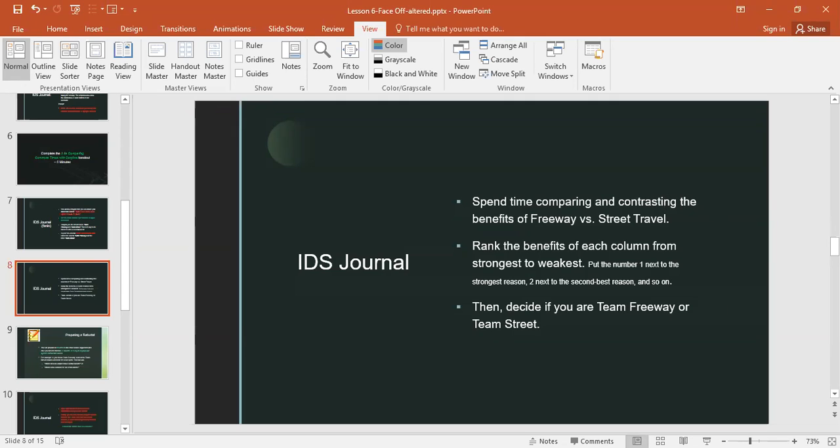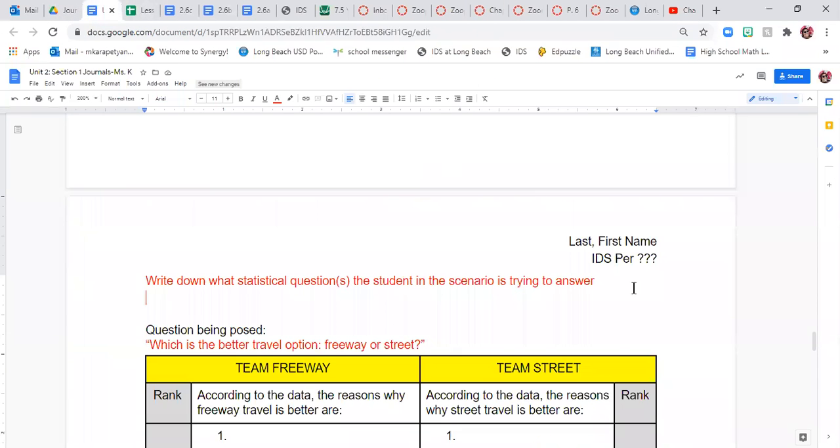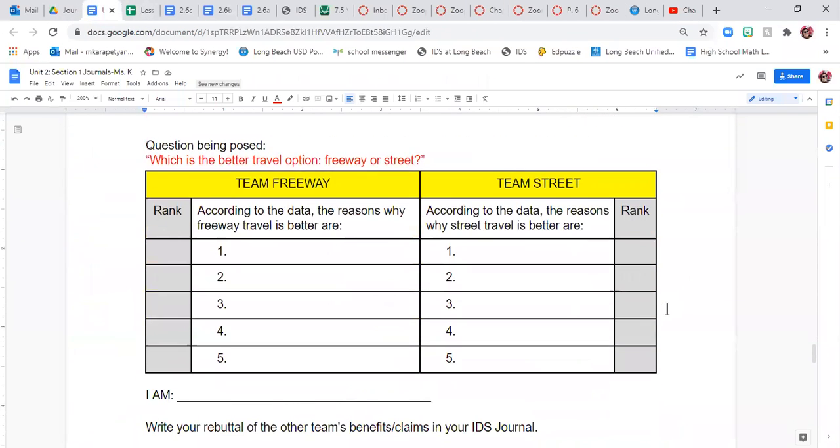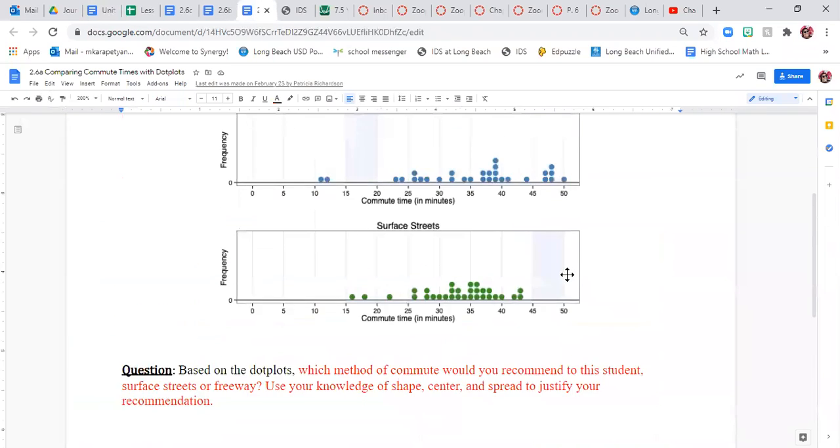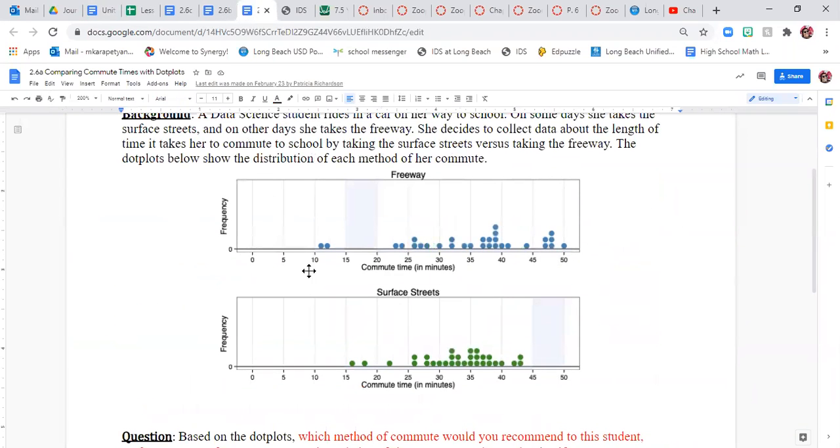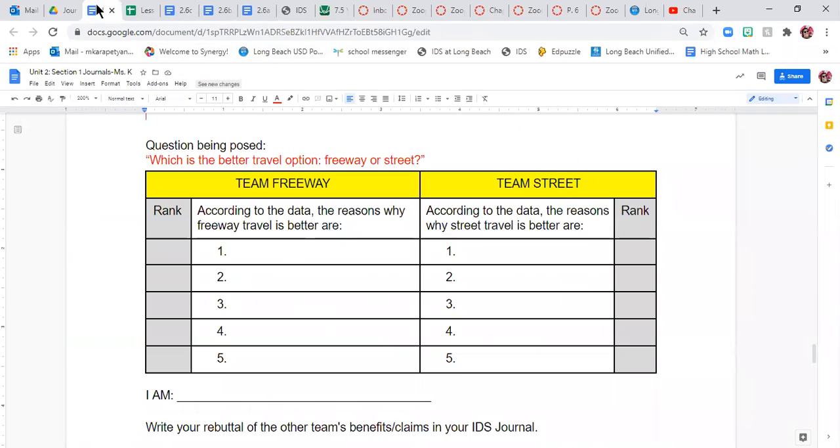Okay, so all of this has already been set up for you in your journal. If I go back to our Google Doc, our journal here, you can see that the next thing in your journal is the question being posed: which is the better travel option, freeway or street? You're going to put the benefits of freeway here based on the data. So you're still looking at 2.6a, your freeway dot plot. And then the benefits of traveling street go here.